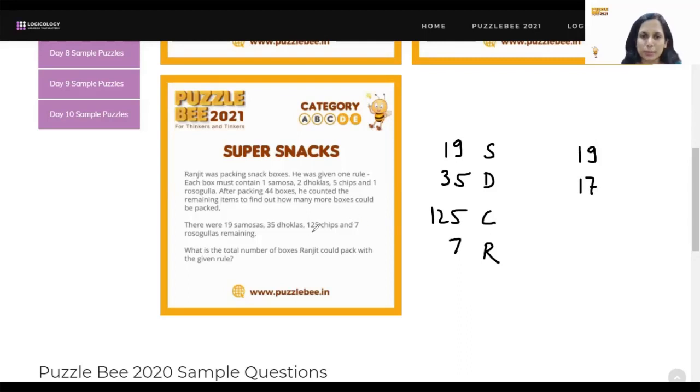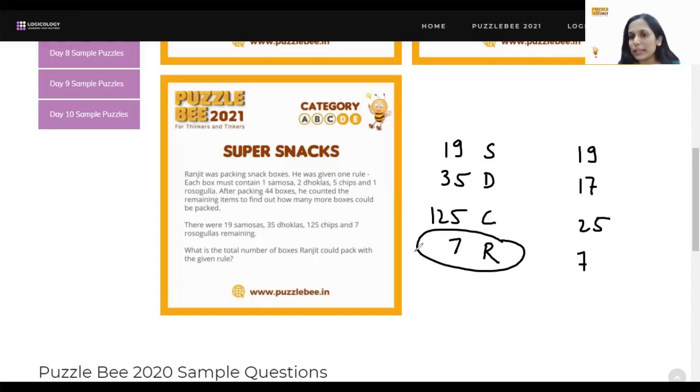Then coming to chips, you had 125 chips. Each box needed 5 chips. How many boxes could be packed? 125 divided by 5, 25. So all pretty easy, nothing really difficult as far as the math is concerned. And then there were 7 rasgullas, and every box needed one. So clearly, rasgullas were the item low in quantity. If he had to pack more boxes, the constraint here was the number of rasgullas. So he could have only packed 7 boxes which had all the rules followed.